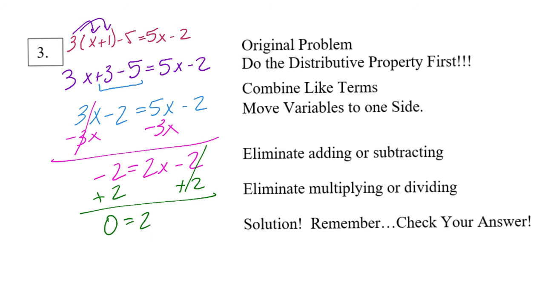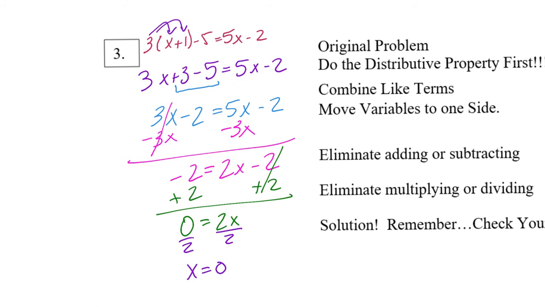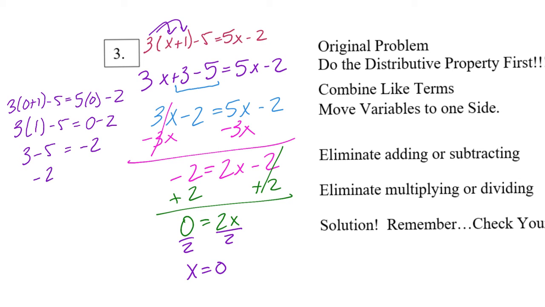And I get 0 equals 2x. Divide by 2 on both sides. x equals 0. 0 can be an answer. Remember, 0 is a number. So let's plug that back in and see if it works. So 3 times (0 plus 1) minus 5 equals 5 times 0 minus 2. So 0 plus 1 is 1. So 3 times 1 minus 5 equals 5 times 0 is 0 minus 2. So negative 2 equals 3 take away 5. 3 take away 5 is negative 2. And so we know it works.